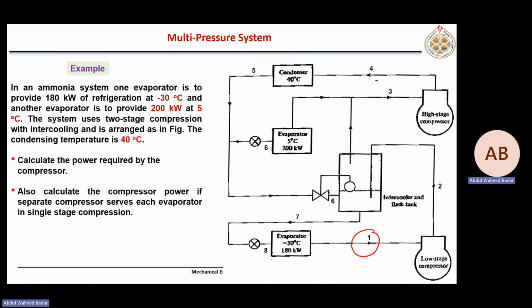So m dot 1 I simply calculated using this capacity. The lower one was 180 kilowatt. Now what about m dot 3? This was m dot 1. It goes here, then it rises up. So this m dot 1 is reaching here after cooling down. But during this process, when it cools down, it heats this fluid. So maybe some more vapors are evaporated with this m dot 1.